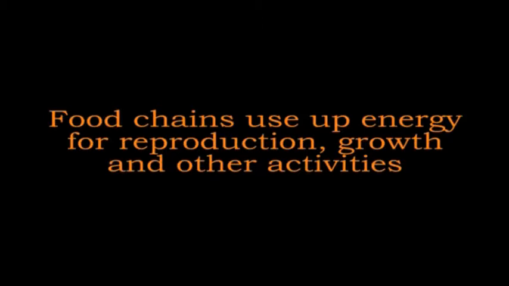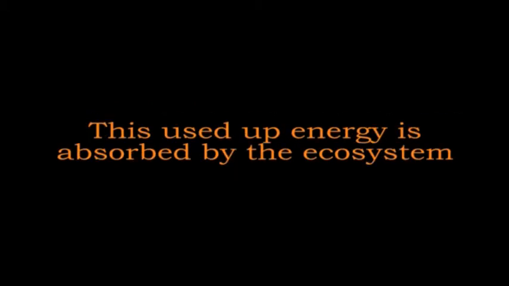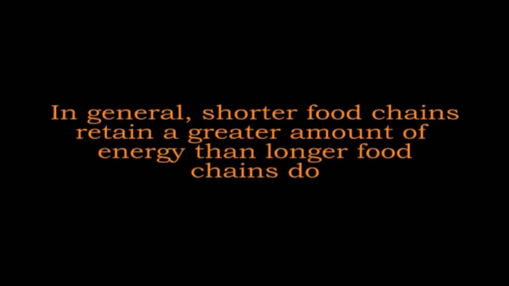Food chains use up energy for reproduction, growth, and other activities. This used up energy is absorbed by the ecosystem. In general, shorter food chains retain a greater amount of energy than longer food chains do.